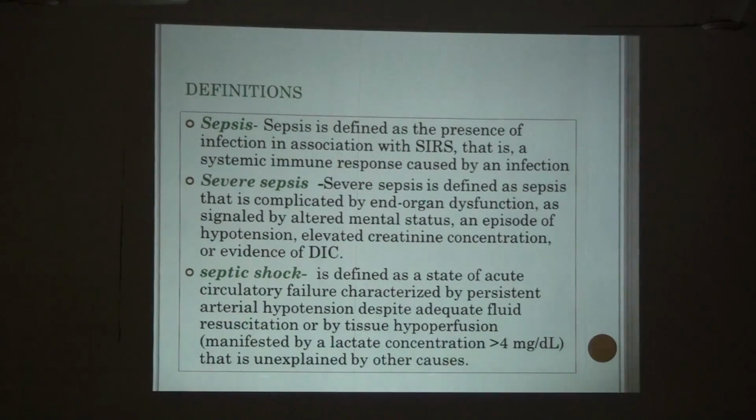Now sepsis. Sepsis is defined as the presence of infection in association with SIRS. Severe sepsis is defined as sepsis that is complicated by end organ dysfunction, as signaled by altered mental status, an episode of hypotension, elevated creatinine concentration, or evidence of DIC. Septic shock is defined as a state of acute circulatory failure characterized by persistent arterial hypotension despite adequate fluid resuscitation, or by tissue hypoperfusion that is unexplained by other causes.